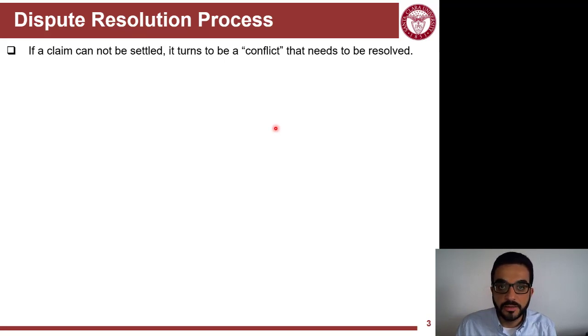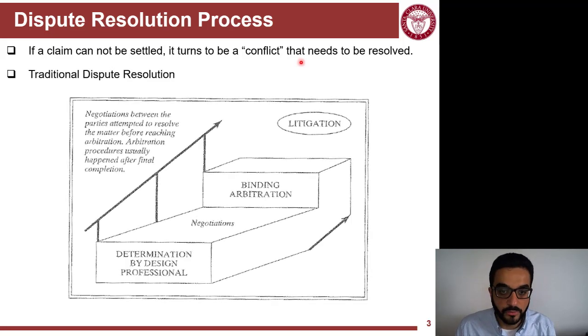A claim is a way for a contractor to protest and show harm from the owner and the architect. If this is not considered or resolved by the owner or the architect, then it will turn into a conflict that needs to be resolved.